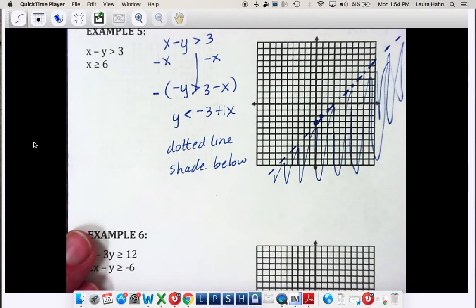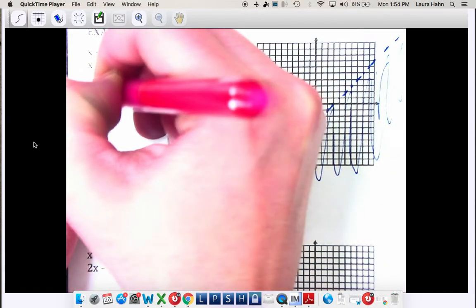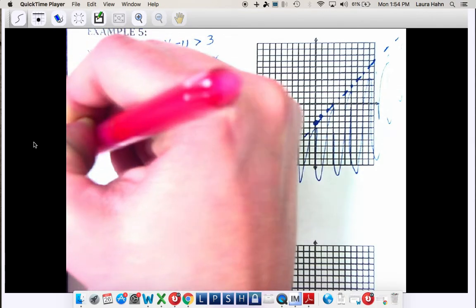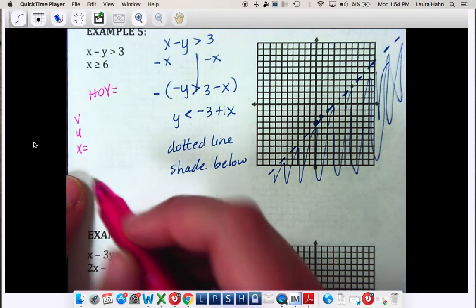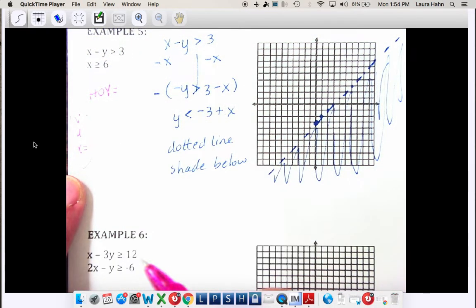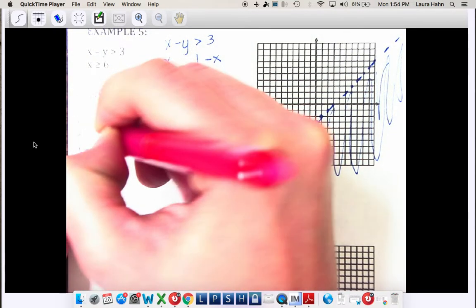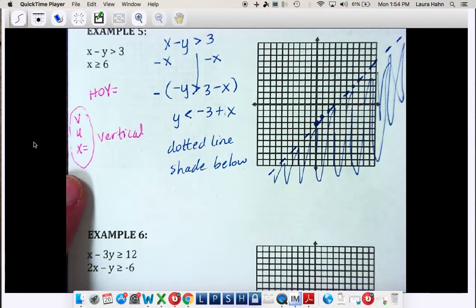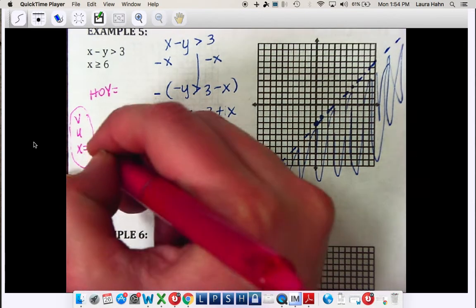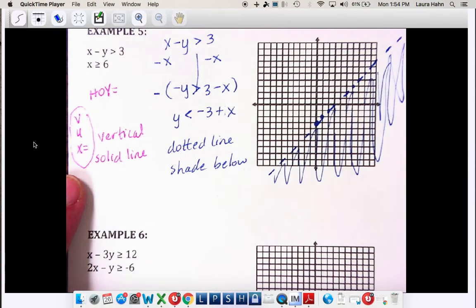Okay, I have x is greater than or equal to 6. I know I'm going to use HOY VUX on this one. Since the inequality has x is greater than or equal to, I know I'm going to use VUX, which tells me it's going to be a vertical line. I see the solid line underneath, which tells me to use a solid line. And it is a greater than symbol, which tells me to shade above.